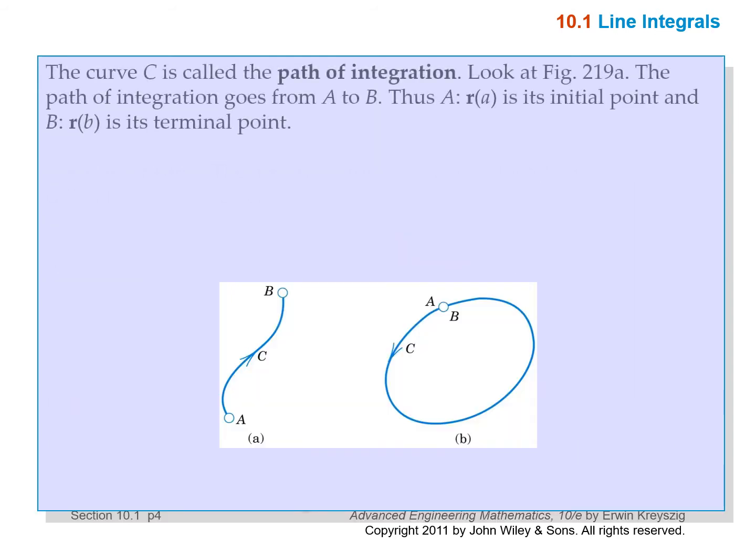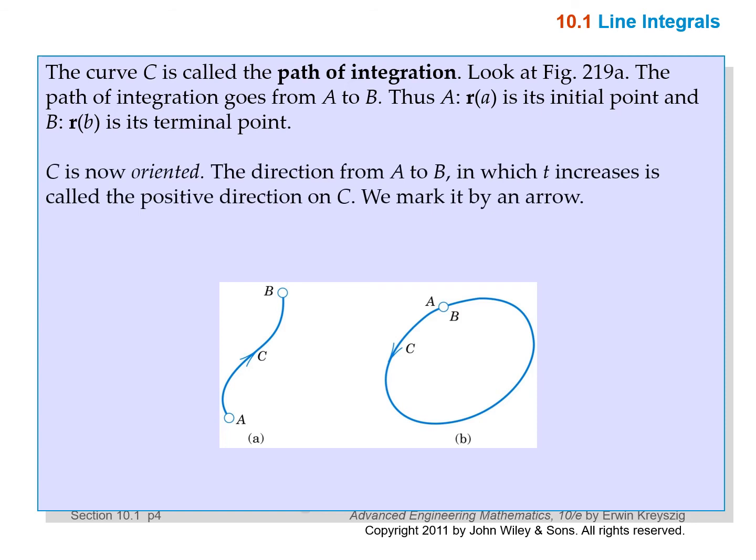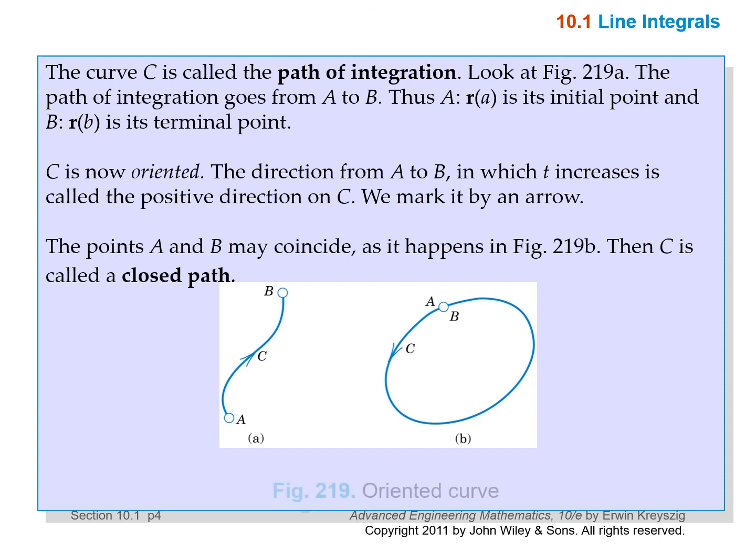Now these are some examples of different types of curves. Look here, there's one curve that is a simple one, which starts from A and ends at B, going from A to B. So this is one type of curve. There's another type that is known as a closed curve, where A and B coincide with each other, and we start from A and end at B.